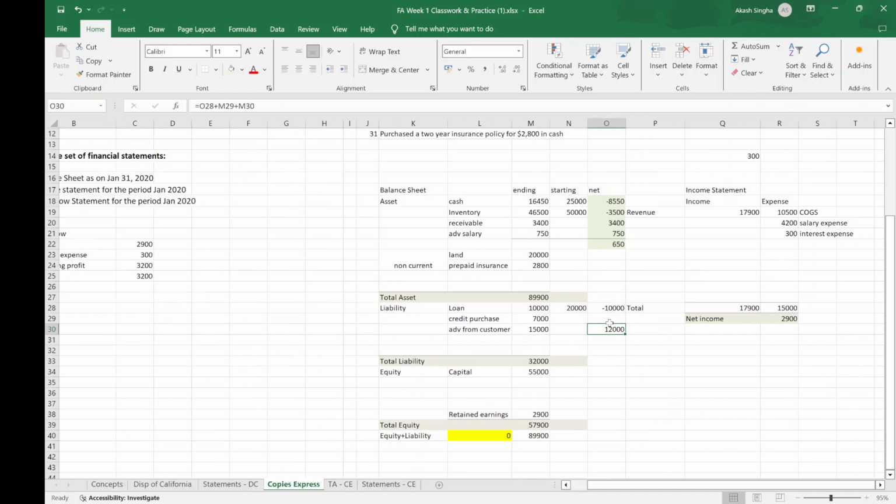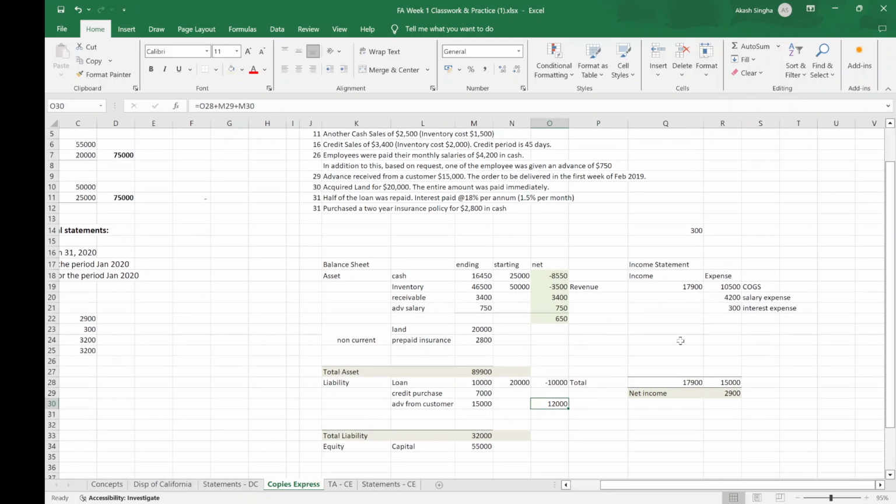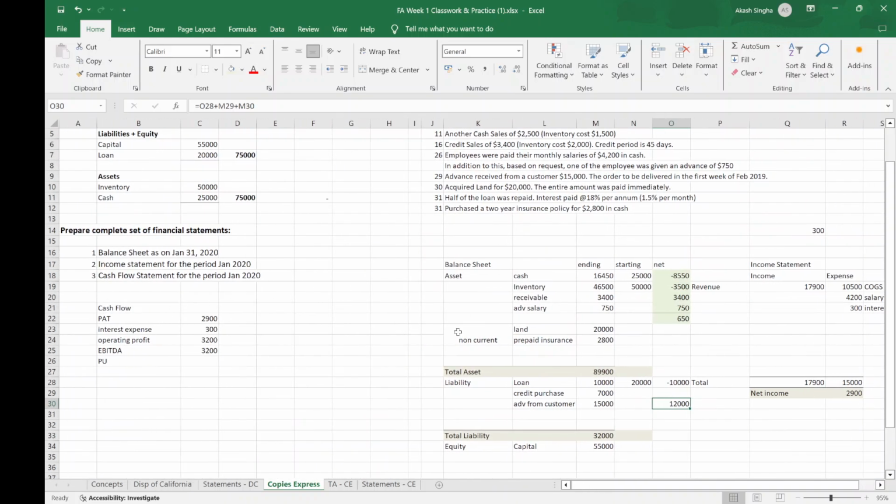Okay, and these are the expenses already written. So now for cash flow, PAT is given as 900. Interest expense I have added back and got the operating profit, and there is no DA, so this is the same as EBITDA. And now for accruals, let's do the impact of accruals from here.